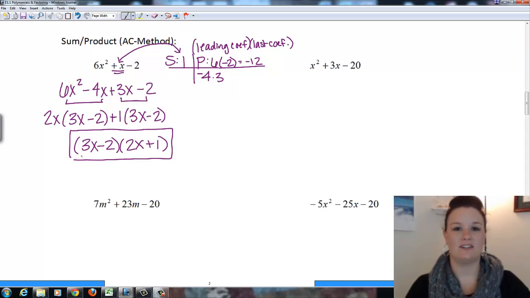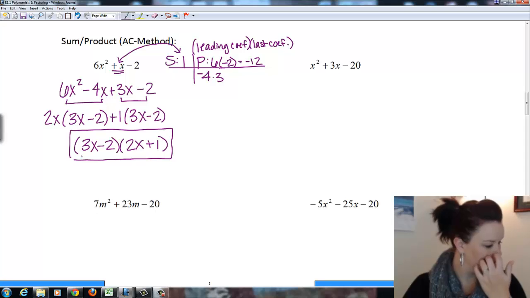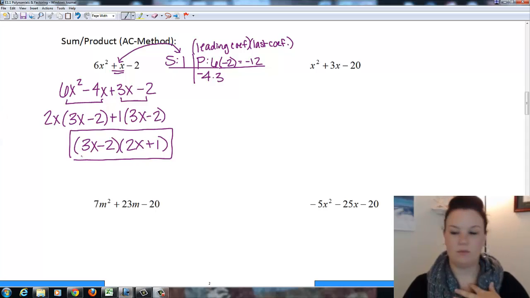And now I'm fully factored. Let's look at a few more, and then we'll look at a couple other types of factoring. So on this one, same thing. I'm going to use sum product.